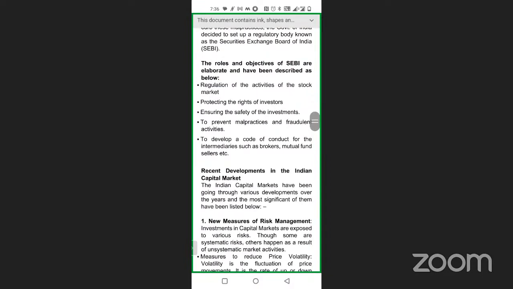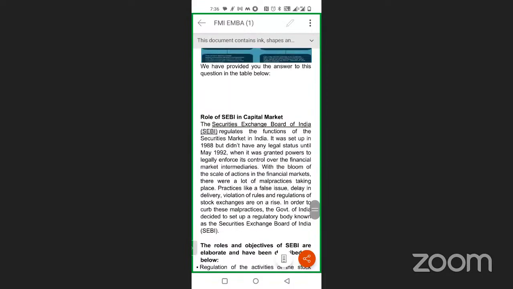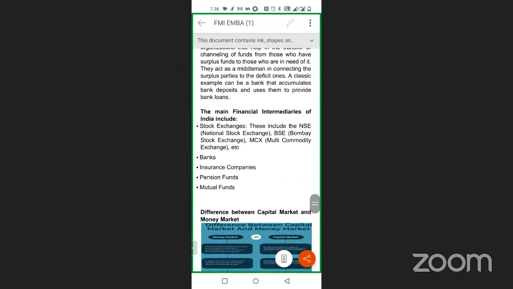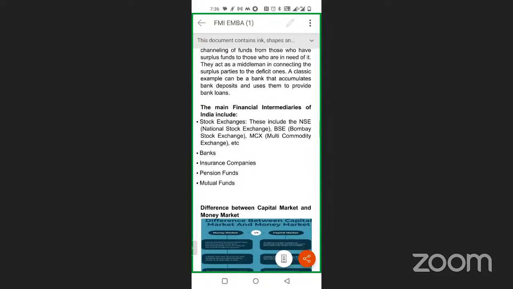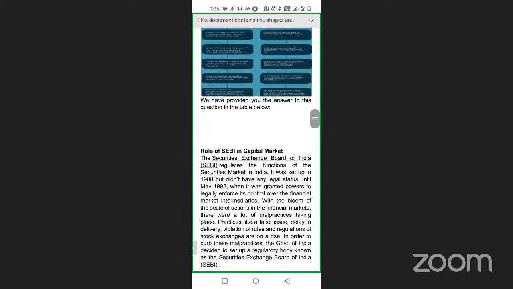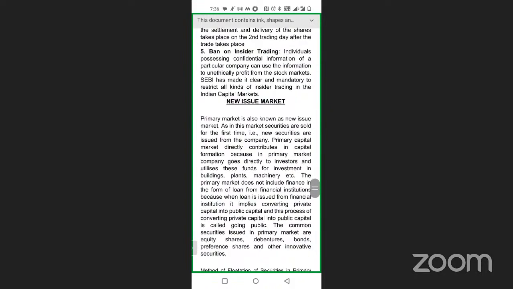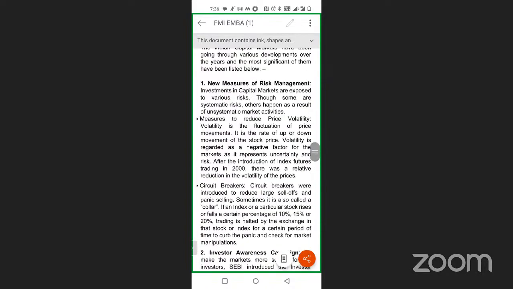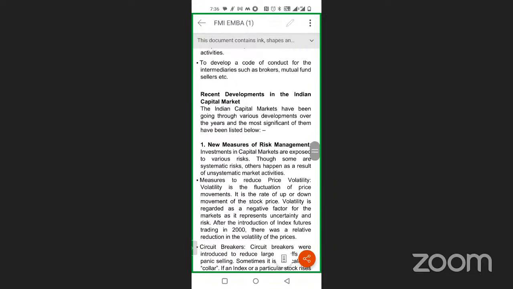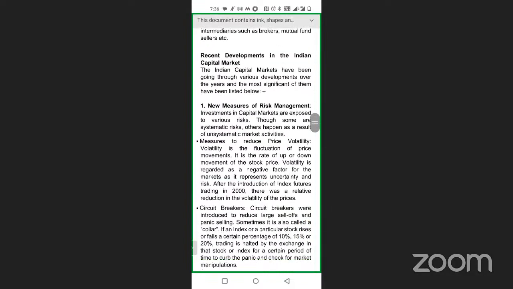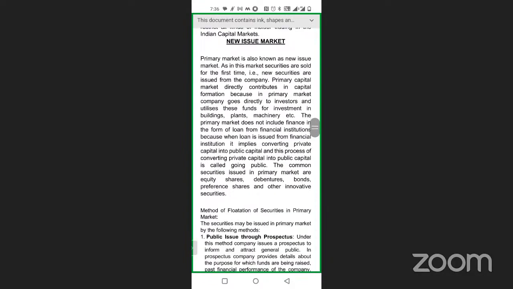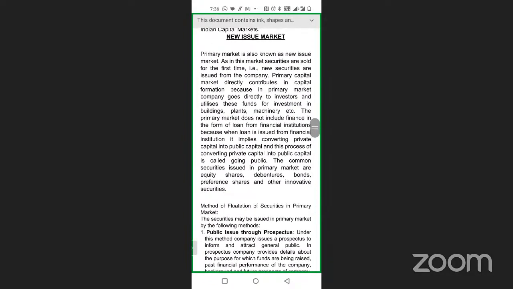Just a minute, I will go to the new issue market. Now look to this portion. We'll talk about the new issue market. Right.